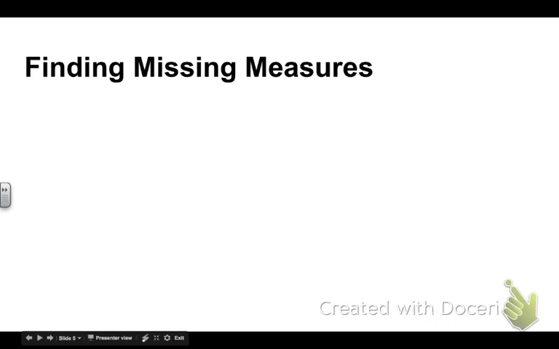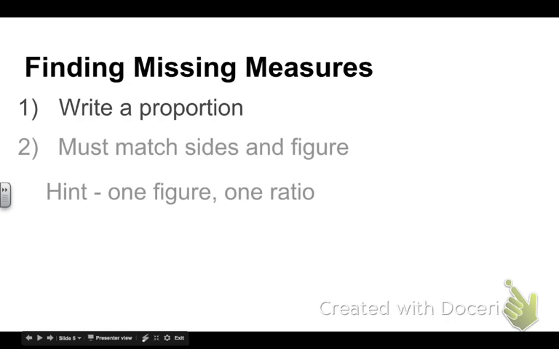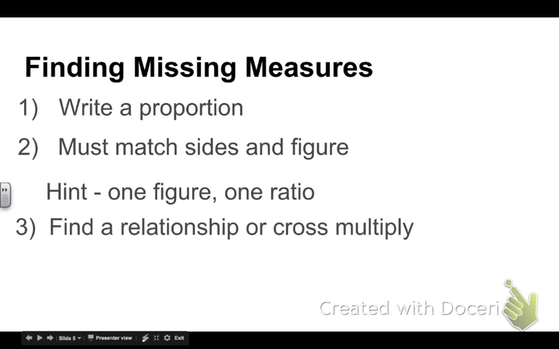So this is what we're going to focus on, finding missing measures. The very first thing is write a proportion. You must match the sides and figures. A hint is one figure, one ratio. So write the ratio with the one figure, and that's going to equal the proportion of the other figure. And then this is what we've been practicing all week. Find a relationship or cross multiply.